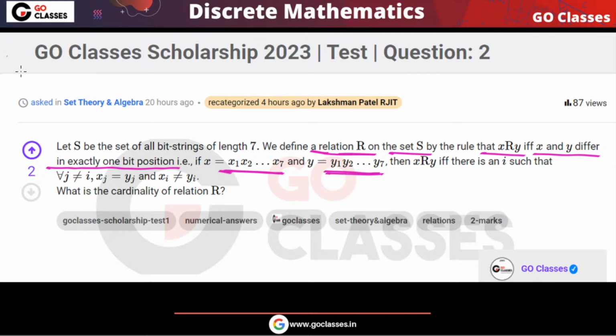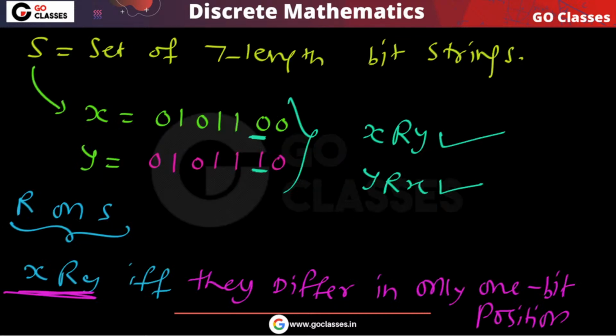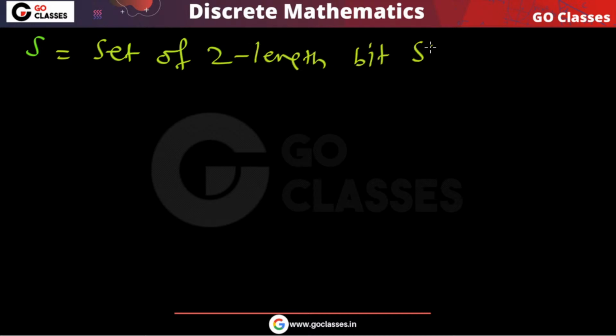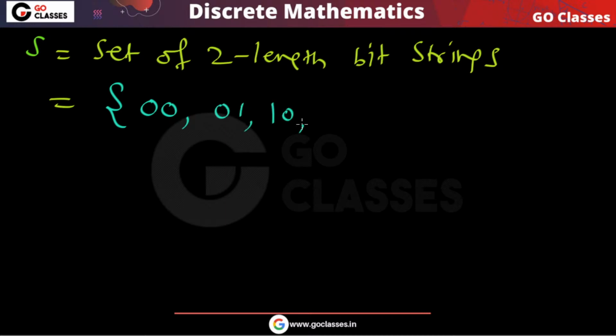Now the question is asking, what is the cardinality of relation R? Let me explain this question by taking a small example. Let's assume this is the set of 2 length bit strings. So if this set S is a set of 2 length bit strings, meaning 00, 01, 10, 11, then tell me what will happen in R.